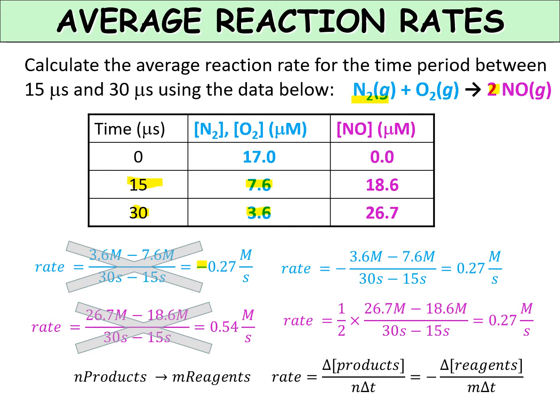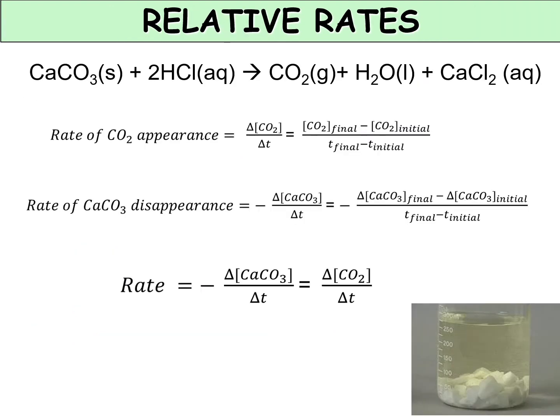Okay, so in general, the formula is going to be the one highlighted here at the bottom. The rate is going to be, for the products, the change in concentration of the products divided by the time, divided by the coefficient. For the reagents, same thing, but you also need to use a minus sign. So let's see another example.